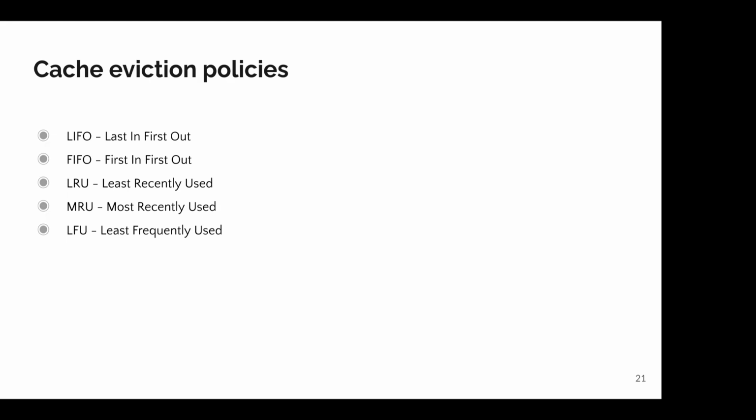And the last one is least frequently used. That is, if the item is not used very frequently, not used so many number of times, then you would be clearing it. So these are the top 5 cache eviction policies.